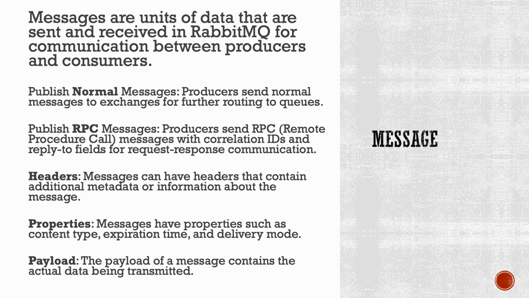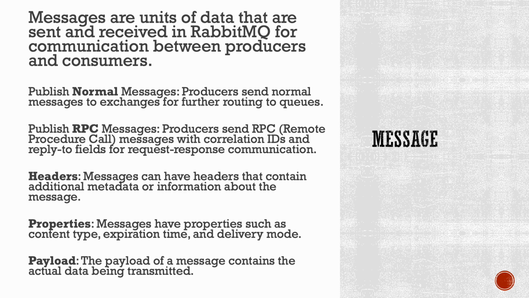Messages are the fundamental units of data that are sent and received within RabbitMQ for communication between producers and consumers. Here are the key points to understand about messages. Definition. Messages represent the data that is exchanged between producers and consumers in RabbitMQ. They contain the information to be processed and delivered.